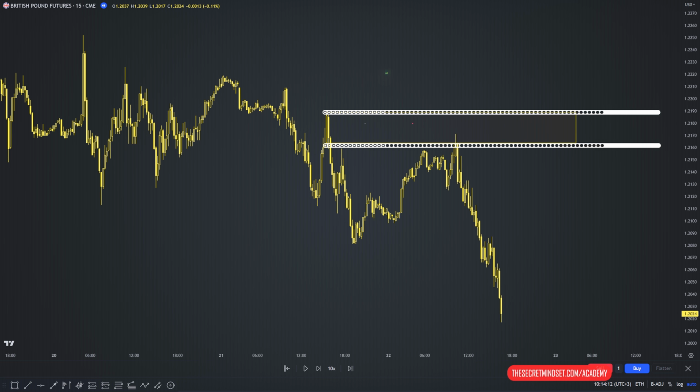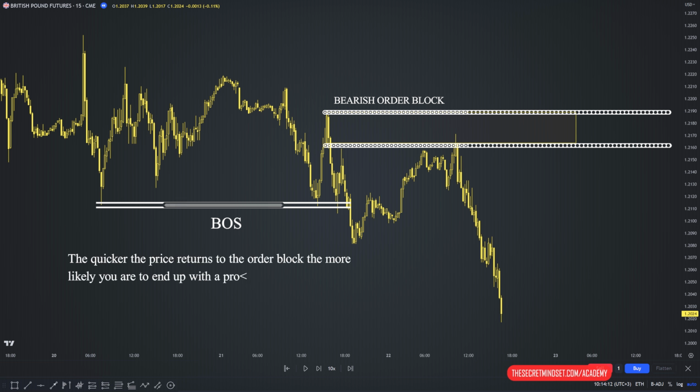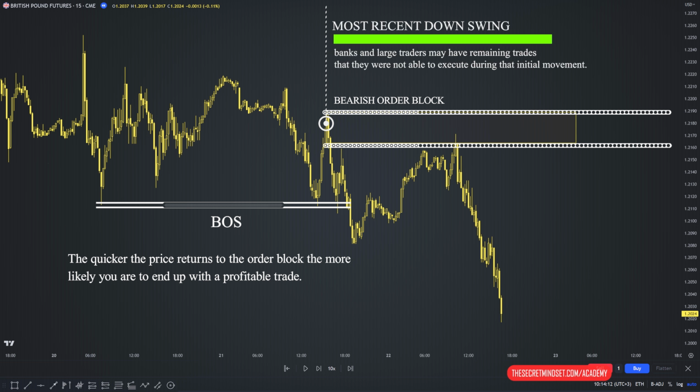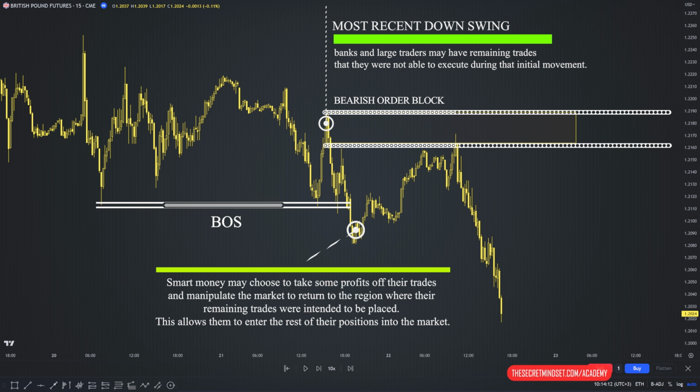Here's another example of an order block after a break of structure. Remember what I previously said. The quicker the price returns to the order block, the more likely you are to end up with a profitable trade. When the price moves up or down, forming a trading zone, it's possible that banks and large traders may have remaining trades that they were not able to execute during the initial movement. In such cases, these market participants may choose to take some profits off their trades and manipulate the market to return to the region where their remaining trades were intended to be placed. This allows them to enter the rest of their positions into the market.